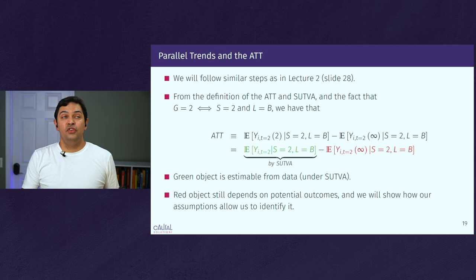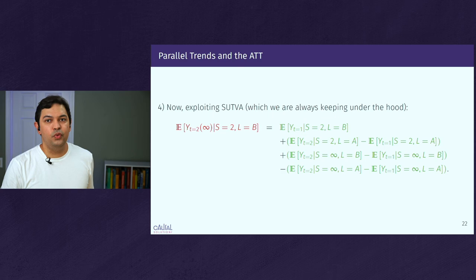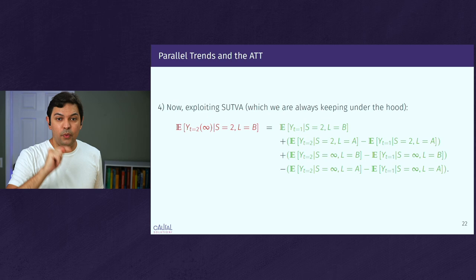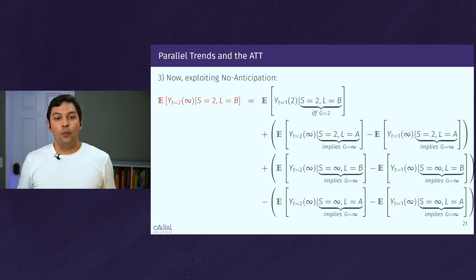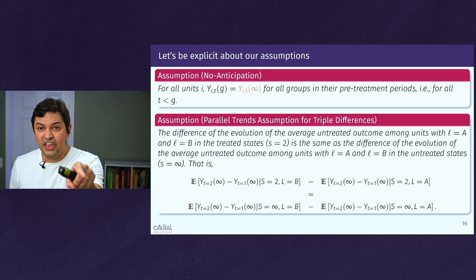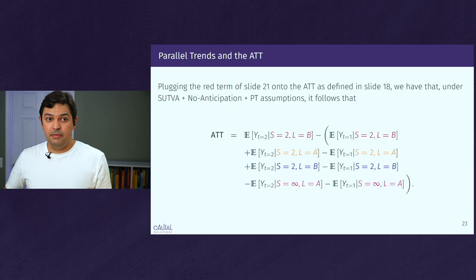What are the 7 others? They are all coming here on slide 22. And we're going to use all those 7 other partitions in this particular way. Some of these partitions I'm going to add, some of them I'm going to subtract. And how do I know which will add and which will subtract? How did we come up with this particular expression? We walk through all the steps that our parallel trend assumption in slide 16 is imposing. Once we do all these manipulations, I can plug in that term.